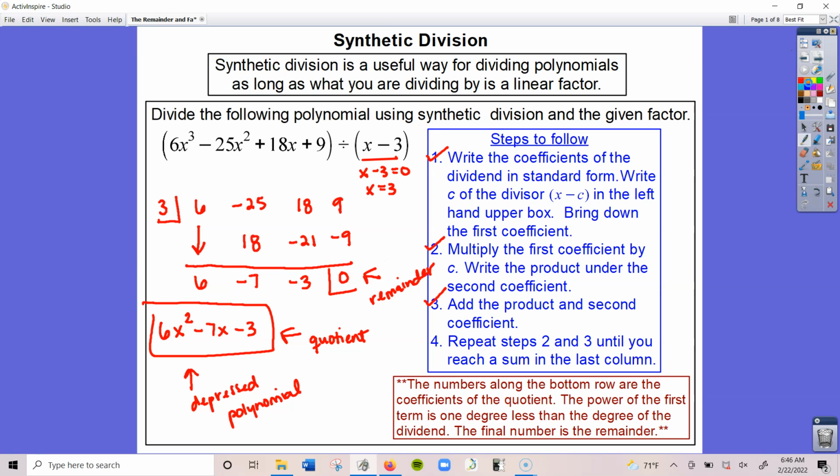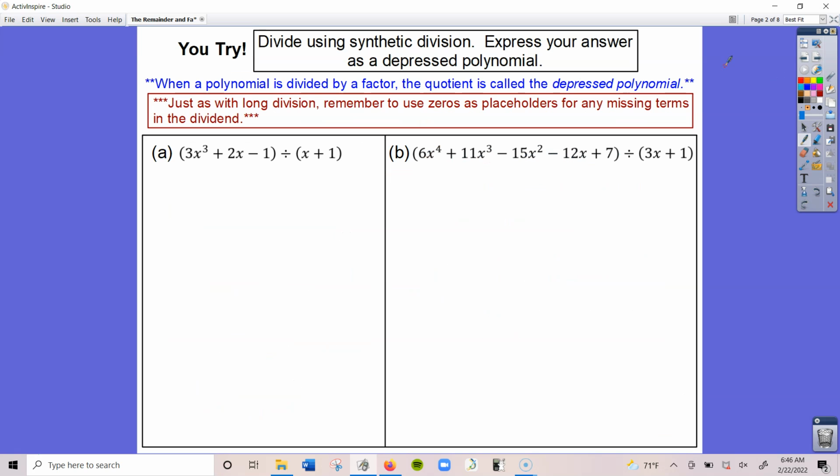Let's try with a couple other examples. Divide using synthetic division. Express your answer as a depressed polynomial. When a polynomial is divided by a factor, the quotient is called a depressed polynomial, which is what I said. And just as with long division, remember to use zeros as placeholders for any missing terms in the dividend. So let's look at this one here.